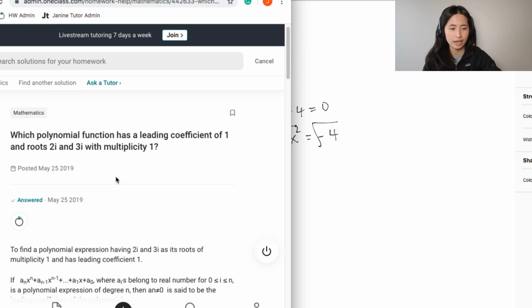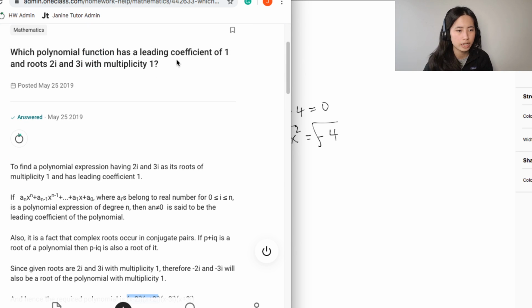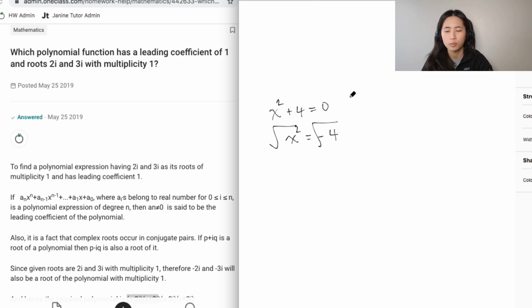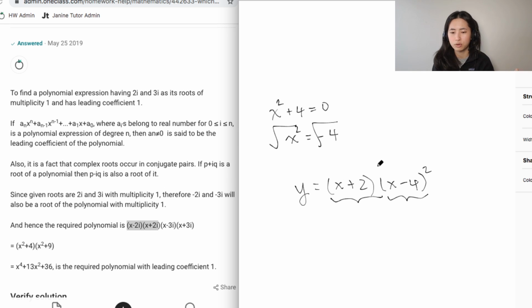Okay, so coefficient of 1 and roots 2i and 3i with multiplicity of 1. When they say multiplicity of 1, what that means is if you have, for example, a function y equals x plus 2, right? And let's say you have x minus 4 squared. If you take a look at individual terms, say x plus 2, if your exponent is raised to the power of 1, that means it's a multiplicity of 1. However, if you look at x minus 4 squared, because it's squared, your multiplicity is 2.